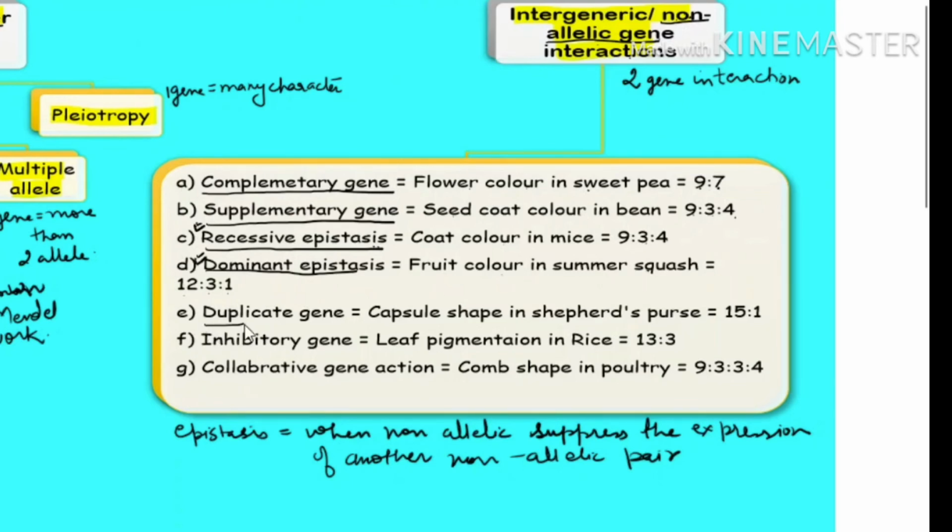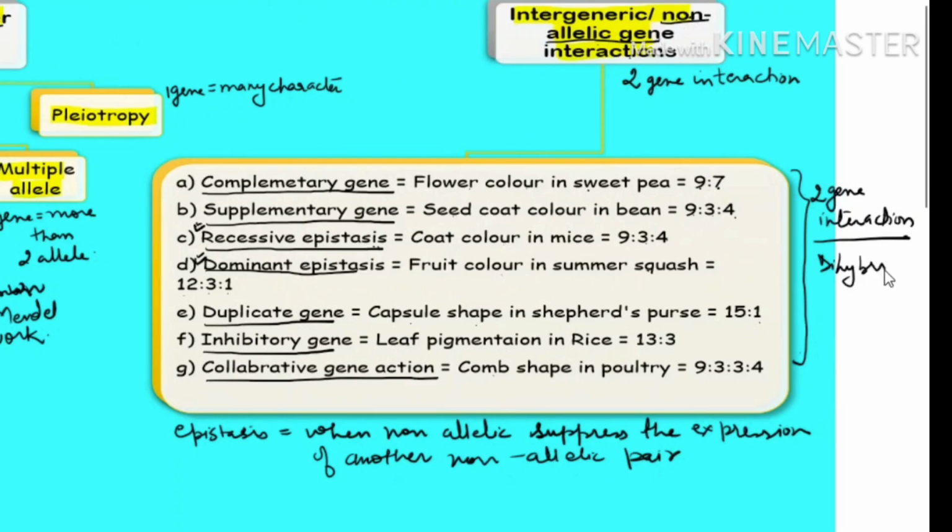Next is duplicate genes. Duplicate genes are studied in capsule shape in shepherd's purse, and the Mendelian ratio was modified to 15:1. Inhibitory gene interaction is studied in leaf pigmentation in rice, and collaborative gene action is studied in comb shape in poultry. So all these interactions are two gene interactions in which the dihybrid phenotype ratio is modified.